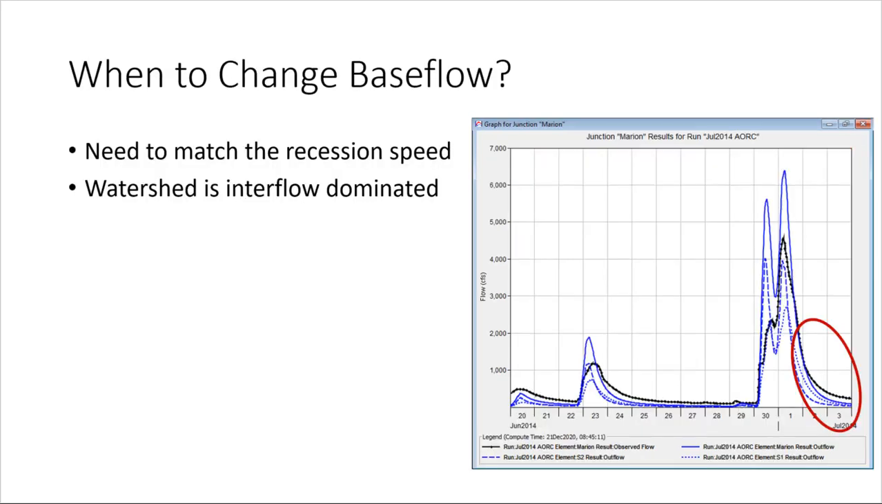Baseflow is mainly changed so that the receding limb of the hydrograph is matched. Usually this is taken as a sign that the overall Baseflow response is captured adequately. However, in some watersheds, most of the response is controlled by interflow or Baseflow. This occurs when overall rainfall intensities are low, although volumes may be large. This may also happen in conjunction with snowmelt. In these cases, the unit hydrograph parameters may exhibit little control, and tuning the Baseflow parameters will be more important.